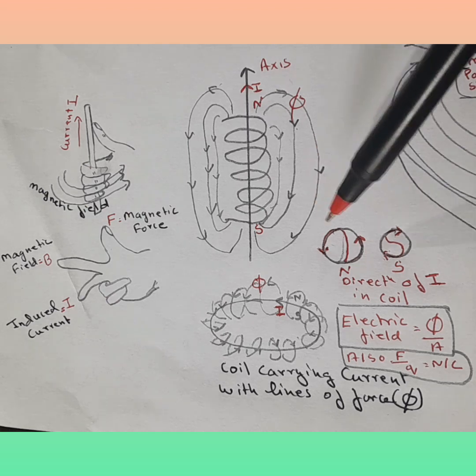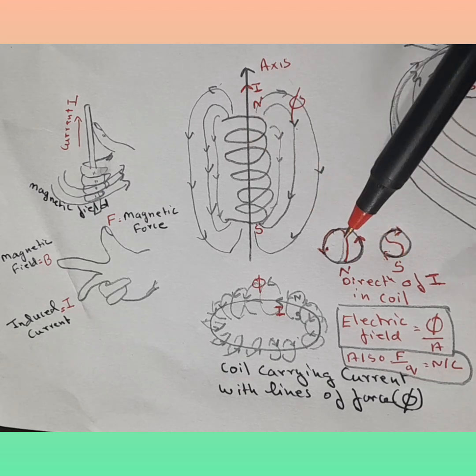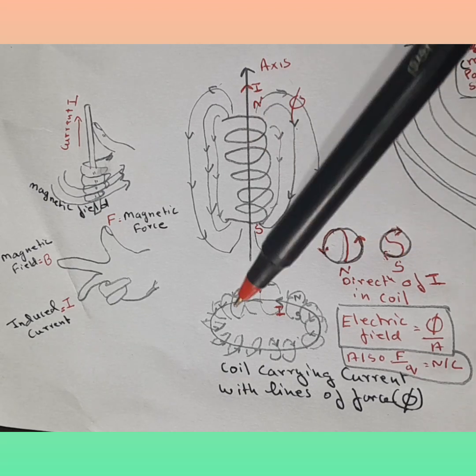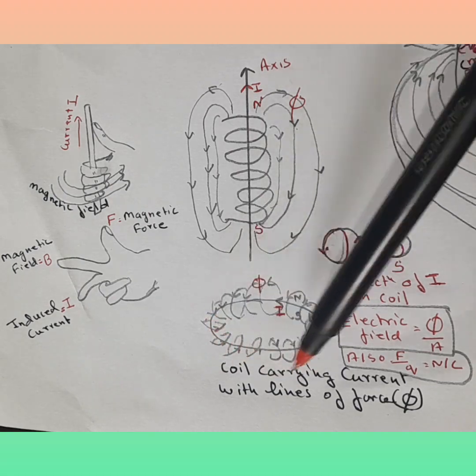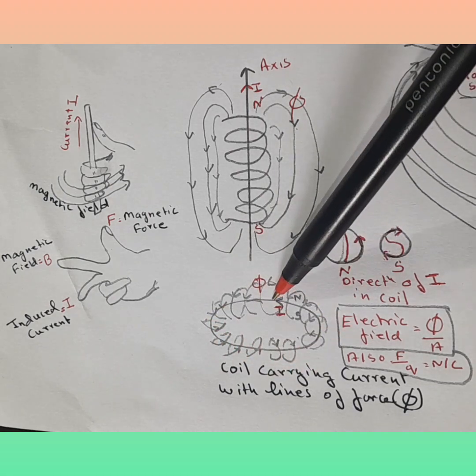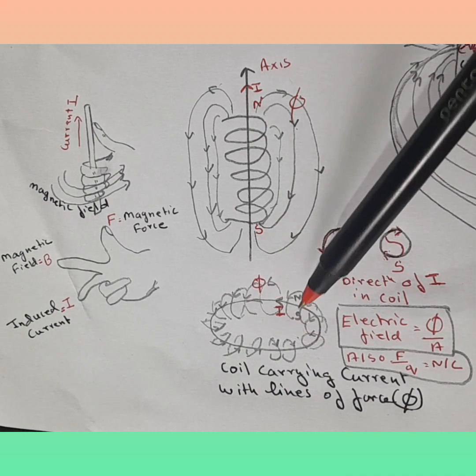If in a coil current is flowing this way, you just lift the coil and see from the base, it would appear south. So top is north and bottom is south. Now the same situation I have put in over here. Now see, this is the coil, a current carrying coil. At the top it is north, and if you see from the base, it would be south.